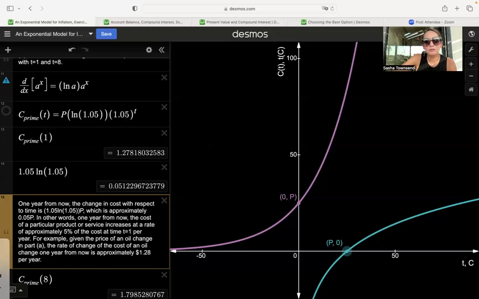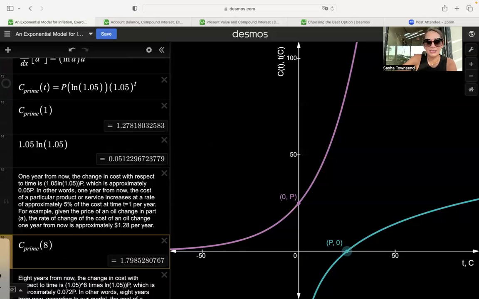And then if we use the price of an oil change, we're taking that 1.05 and multiplying it by that $24.95 price of an oil change from the textbook. I don't know when that number was current, but at some point it was. If we take 5% of that $25, the rate of change is approximately 1.28. So basically, if the original cost was about $25 for that oil change, then 1 year from now, we would expect the cost to be increasing at $1.28 per year.